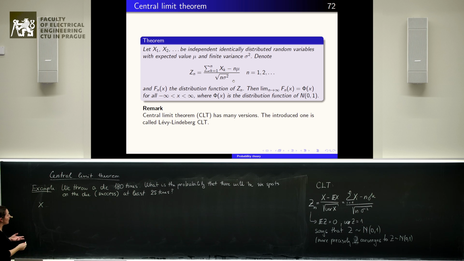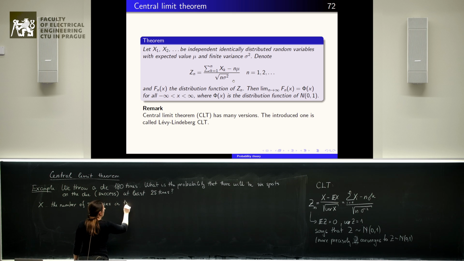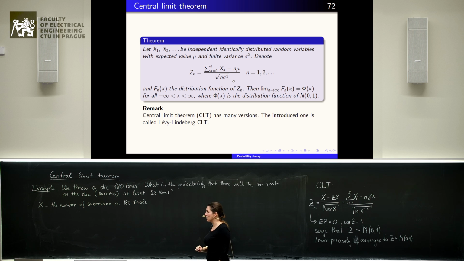So the standard solution is such that we consider a random variable which denotes some random number. So in our situation, it is the number of successes in 180 trials. The random number describing the number of successes in a given number of trials has binomial distribution. Binomial distribution has two parameters. The first one is the number of trials. The second one is the probability of success in each trial. It is 1/6.